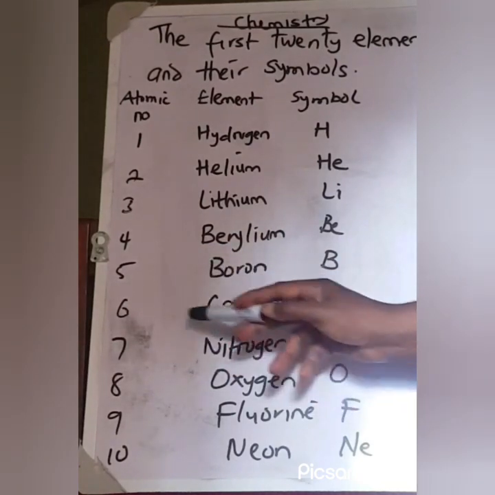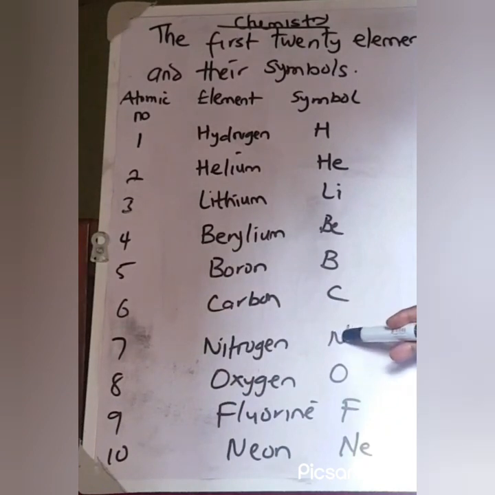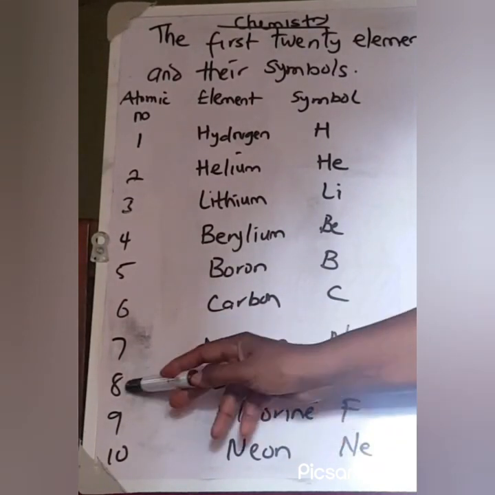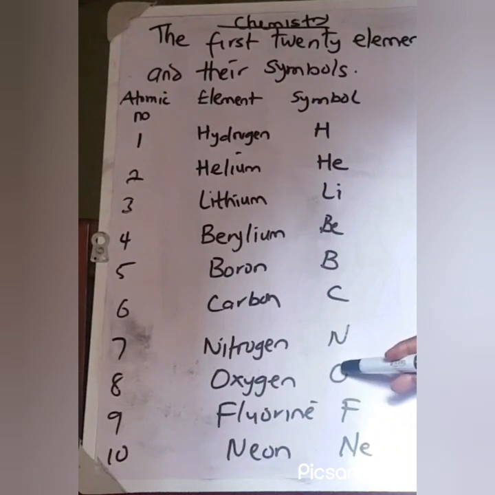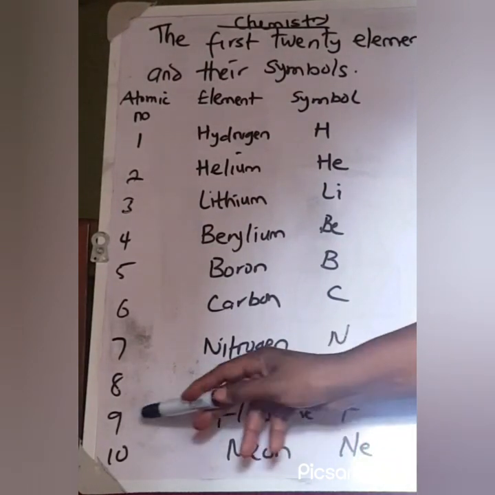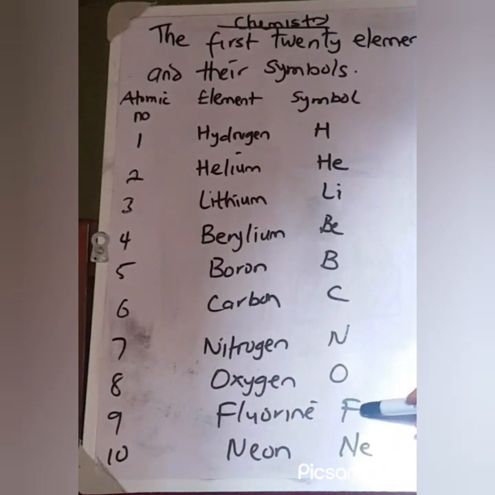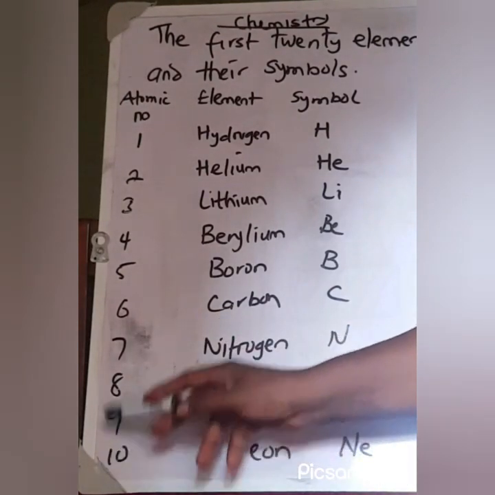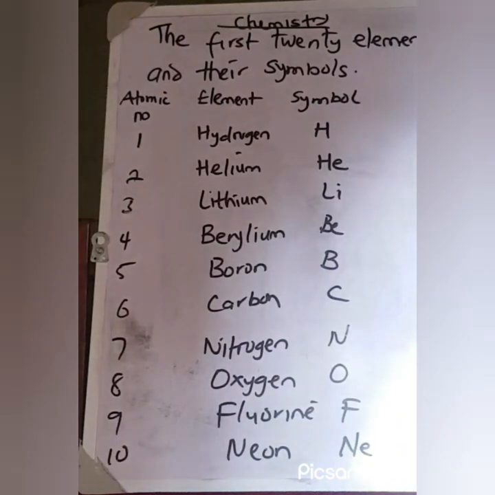For nitrogen, atomic number is 7, symbol is N. For oxygen, atomic number is 8 and symbol is O. For fluorine, atomic number is 9 and the symbol is F. And for neon, atomic number is 10 and the symbol is Ne. So for the acronym, we used hello Helen, listen baby, before coming, never offend Flora Nelson. As you're saying it, automatically you are writing down everything, without having to even start thinking.